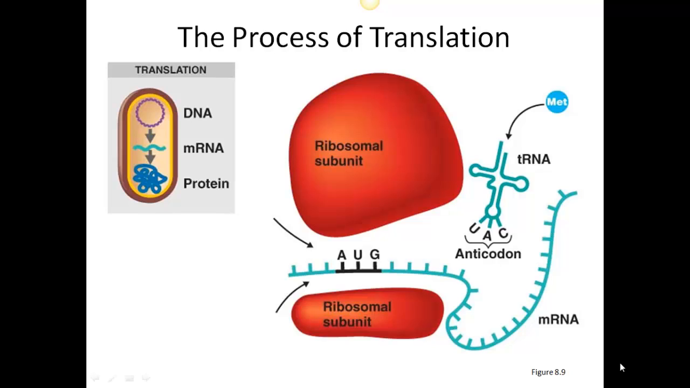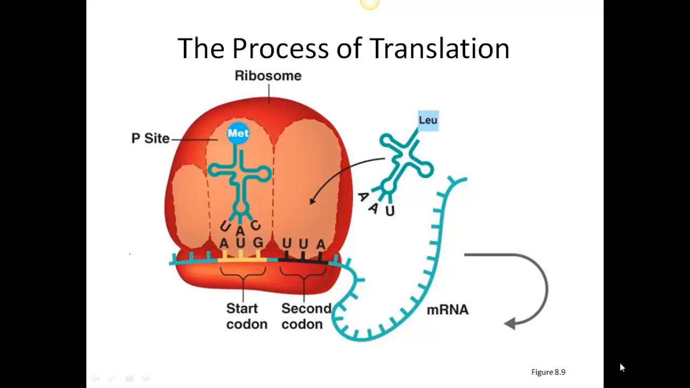Translation converts the message stored in mRNA into protein. The information stored in the language of nucleotides is translated into the language of amino acids. It begins at the site of the start codon, AUG. At this point, the subunits that make up the ribosome come together, along with the tRNA carrying methionine and the anticodon UAC. Once the ribosome is completely assembled, the start codon is lined up with the P site of the ribosome, where the complementary tRNA carrying methionine is in position.